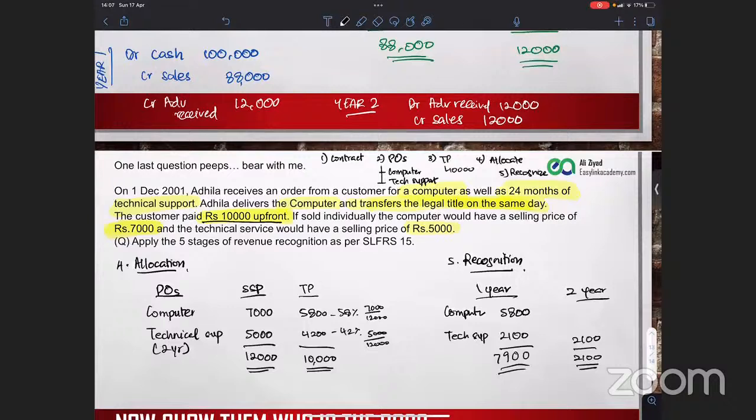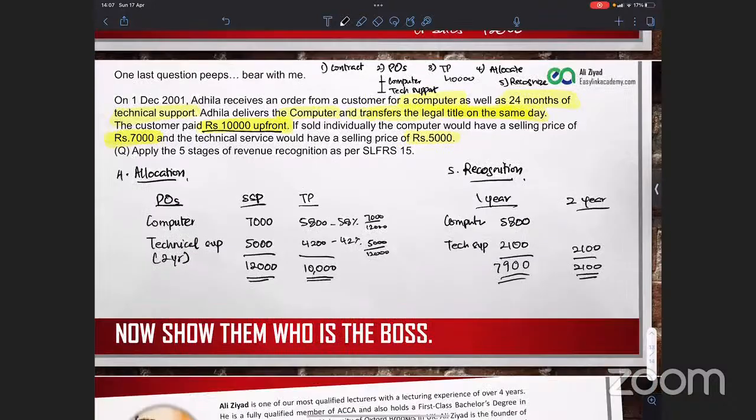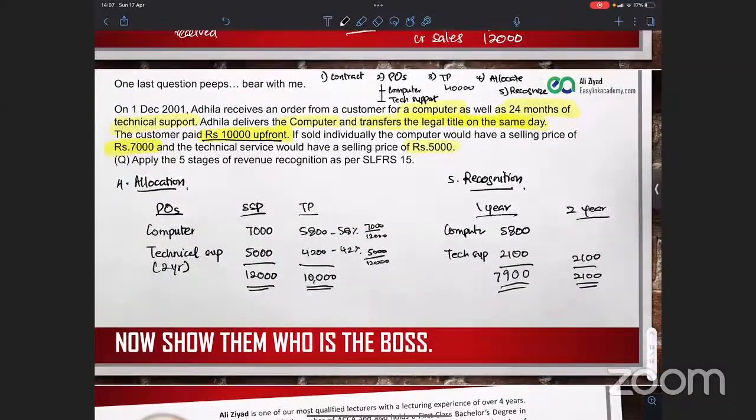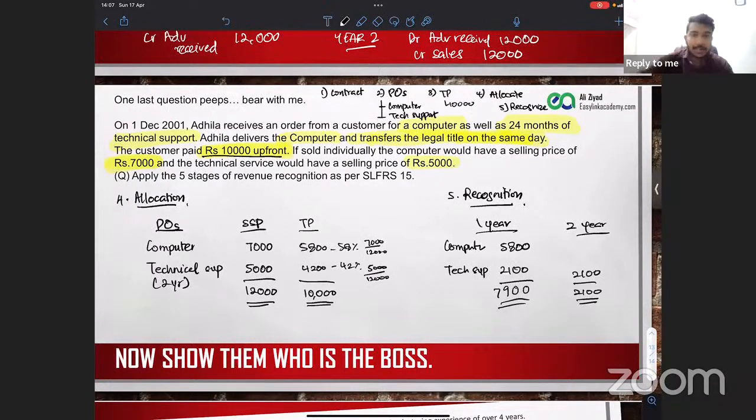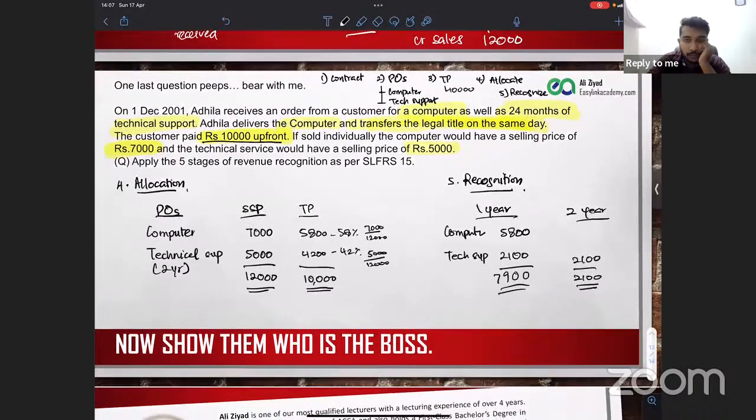Okay. Now, what we have learned is definitely sufficient enough for the exam, right? We have covered a little bit beyond the scope as well. In the upcoming weeks, guys, let's do past paper questions, as well as SLFRS 15. I hope you guys are happy.